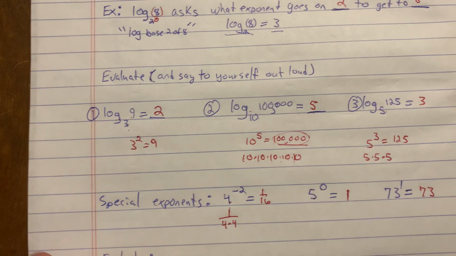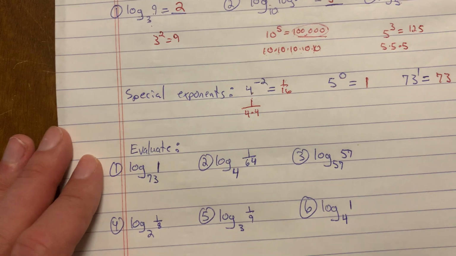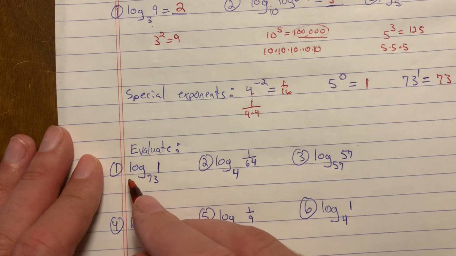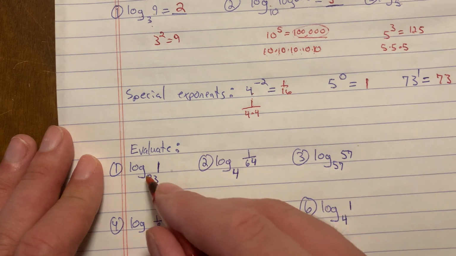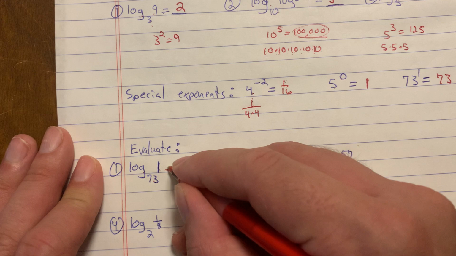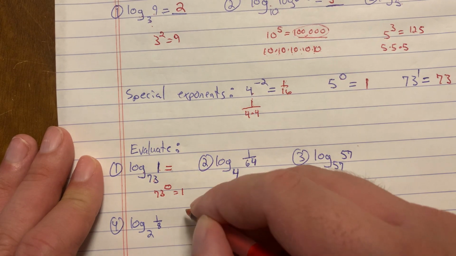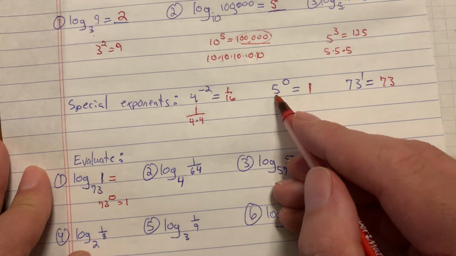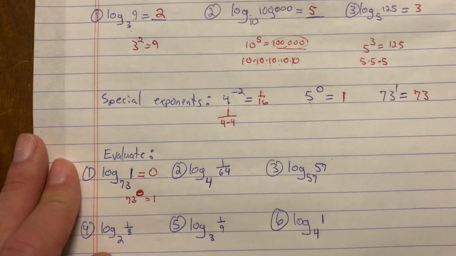So these are some exponents we should know from Algebra 1, and we're going to use them in evaluating logarithms. So as you're evaluating these, again, say to yourself in your head what the log is asking, and then think about what the answer is. We'll go over it. Log base 73 of 1, make sure you're saying it out loud, is asking 73 to what power will give us 1. And we just talked about up here how anything to the 0 power is 1, and so the answer to this logarithm is 0.